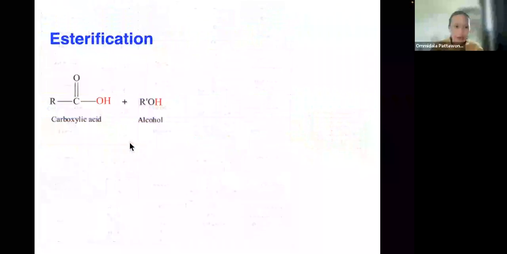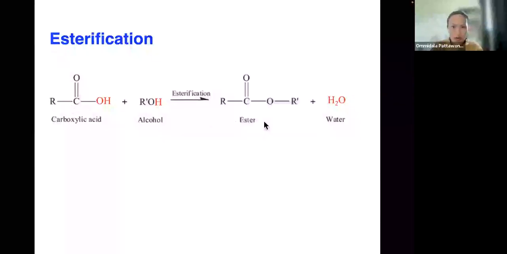The process of making ester is called esterification. It involves the reaction between carboxylic acid and alcohol. This reaction involves the condensation of water because this OH group is going to react with this hydrogen right here, and at the end, you are going to end up with water. The remaining parts then combine with each other to produce ester.